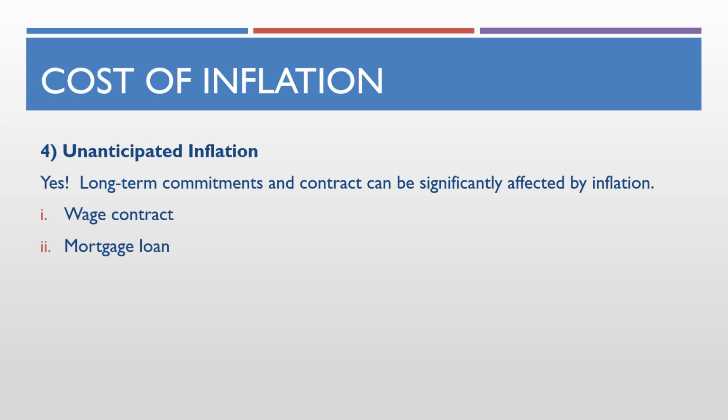Well, obviously, when anticipated inflation imposes social costs, what's even worse is unanticipated inflation, right? So when inflation comes all of a sudden, when people do not have a preparation for it. So in those cases, unanticipated inflation is going to affect the longer term commitments and contracts much more compared to the day-to-day behavior adjustments.